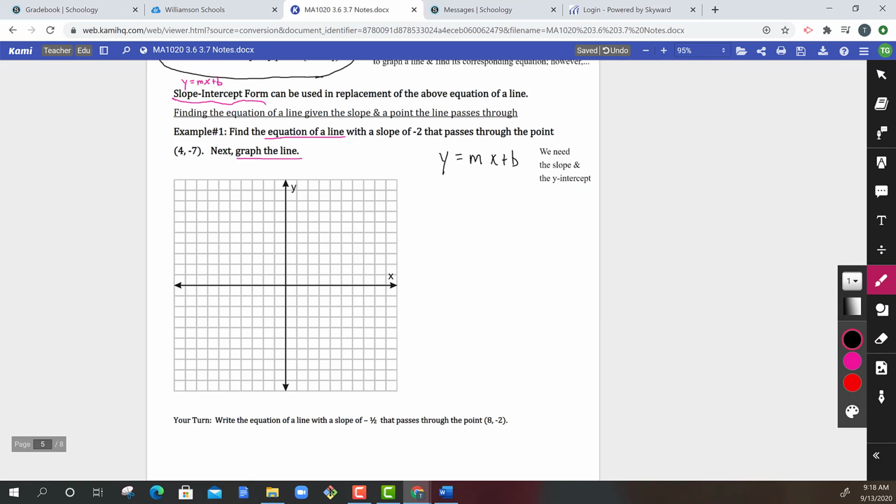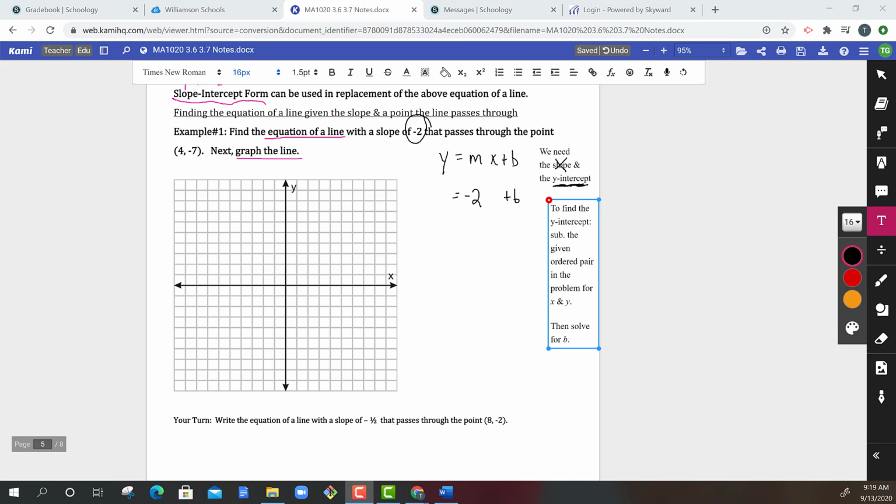Well, in this problem, we already know what the slope is. So we know our m value for this particular question. So we have found our slope. So I'm going to mark that off the list. But now we need to find our y-intercept, which is usually the part we've got to do the most work for.